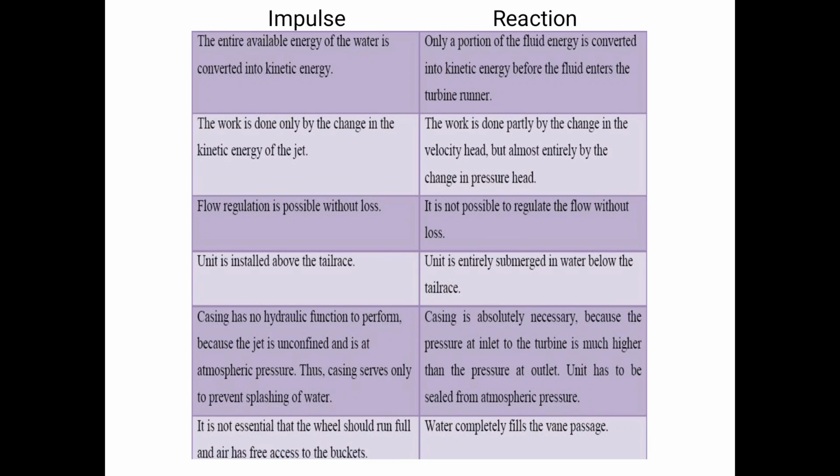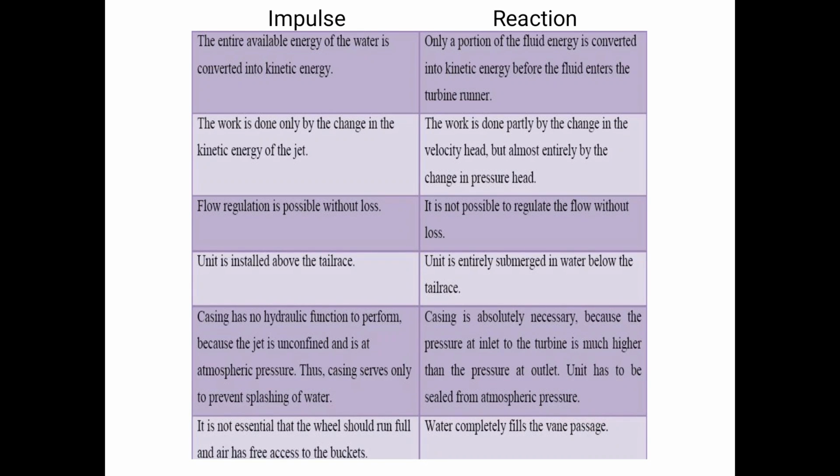If you closely see, what is the difference between impulse turbine and reaction turbine? In the impulse turbine, as we have seen, the entire energy available is only kinetic energy, which is at the inlet of the turbine. Reaction turbine has both kinetic as well as pressure energy. In impulse turbine, work is done only by changing kinetic energy, while in reaction turbine, partially it is done by changing velocity and partially by changing pressure head.